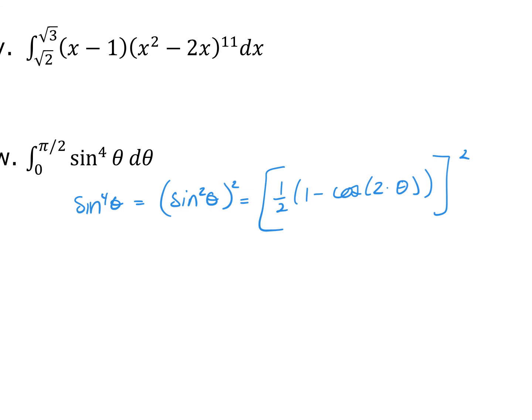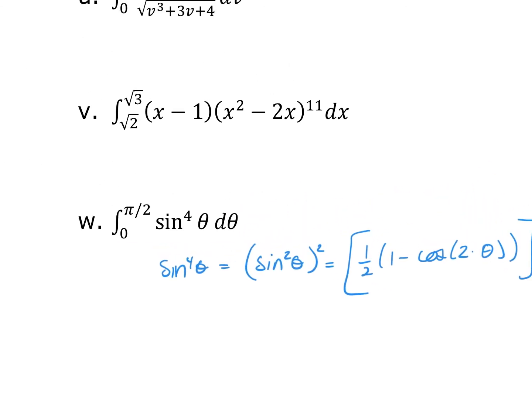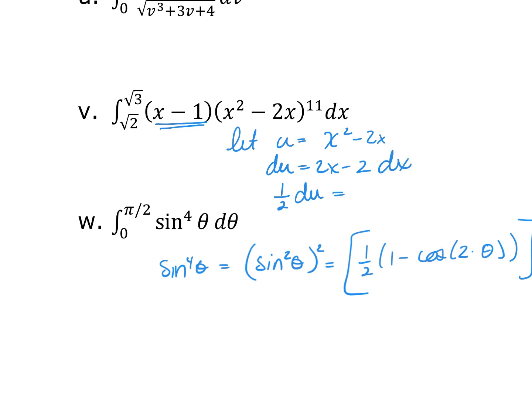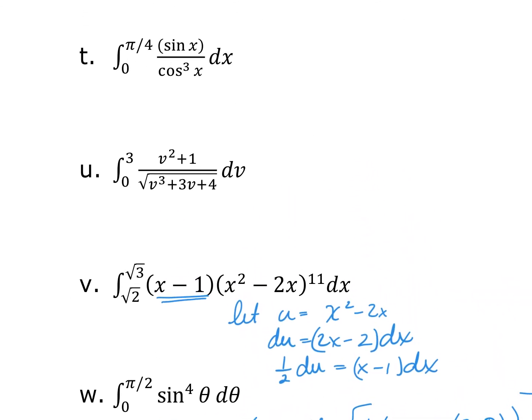Who doesn't love that? And a good choice for you would be let u equal the x squared minus 2x. And du would be 2x minus 2, which is almost this. You just have to divide both sides by 2. In other words, multiply by 1/2. Don't forget your dx. I just get so excited I forget my dx sometimes. And so this becomes x minus 1 dx. So you can see that substitution there.